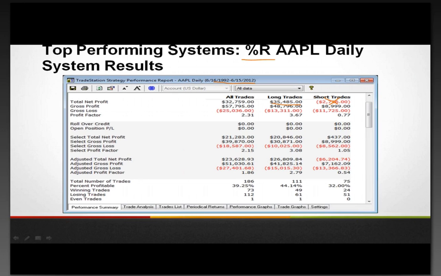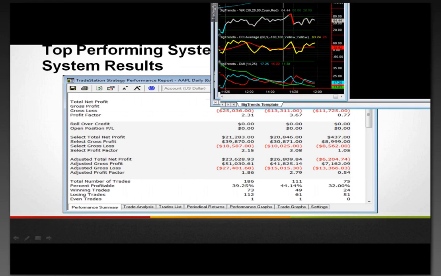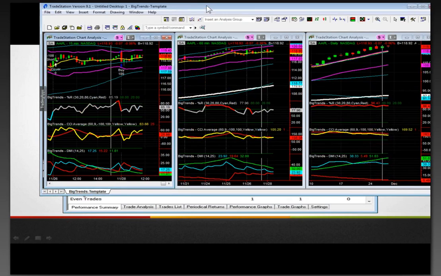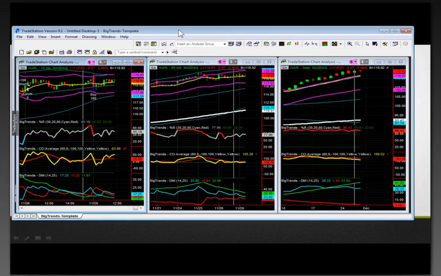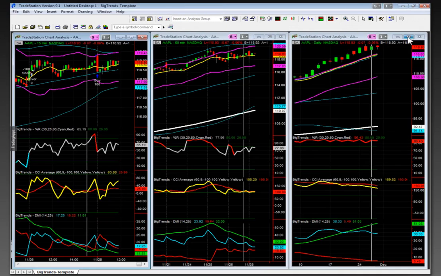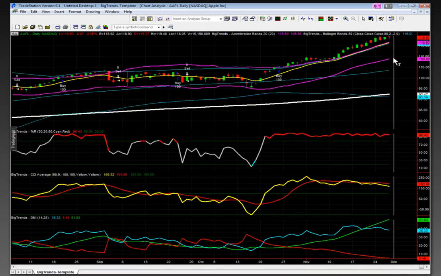Oh, by the way, speaking of Apple, if you look at what it's done since, you say, well, that was 2012. How's it done since? Well, you know what? It's done pretty phenomenally since as well. So when you've got history on your side, it doesn't guarantee anything going forward, but it sure does help, right?